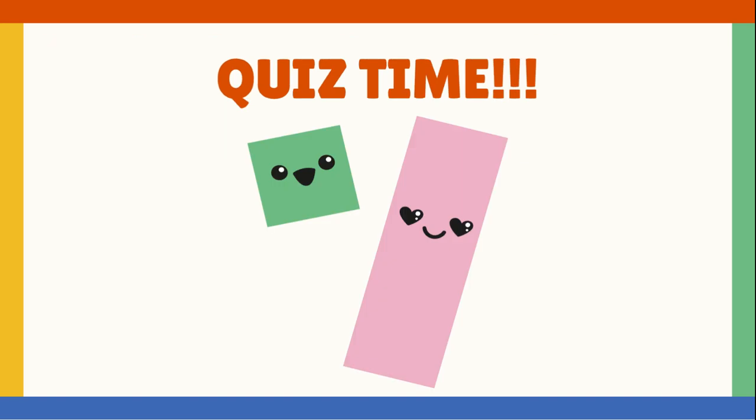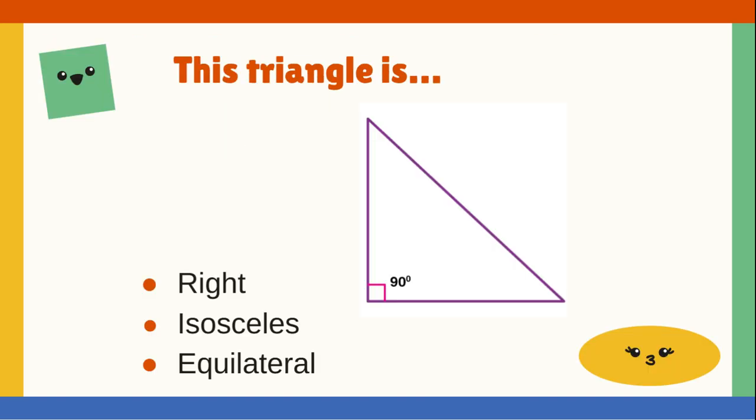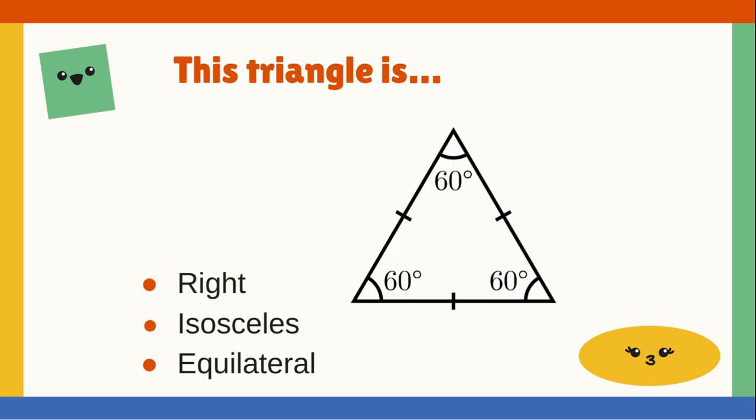All right, let's take a quiz about these ones. So this triangle is right, isosceles, or equilateral. Right, so just like we said that it forms a right angle, it is also a right triangle because of that right angle. This triangle is right, isosceles, or equilateral. This one's equilateral. You can see each angle is 60 degrees and each side is the same length because it has those little line markers on it.